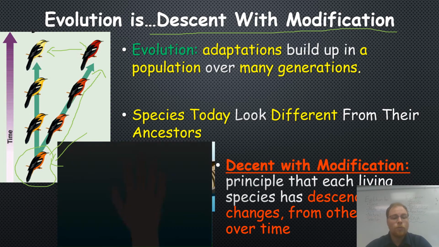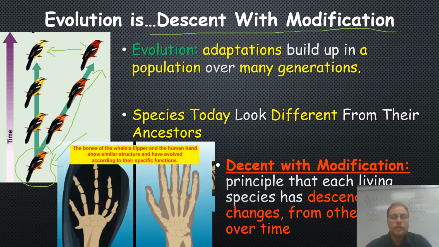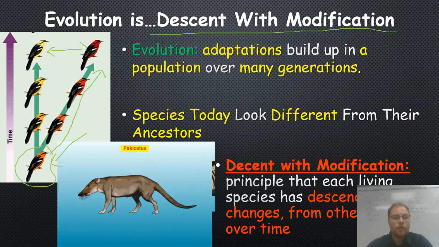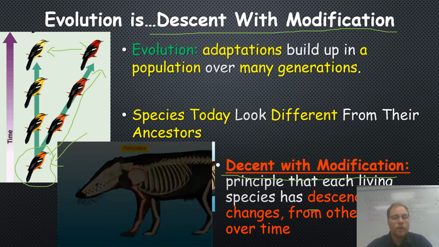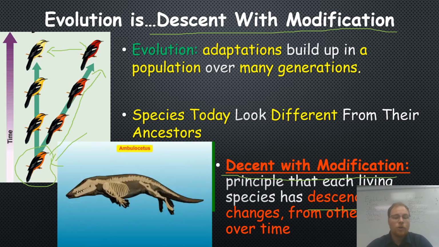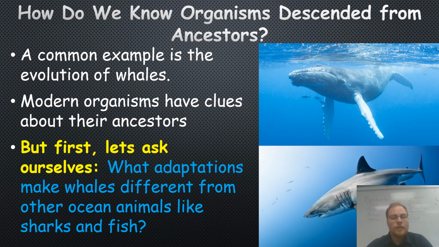Another example is whales and how the bone structure between the pelvises and the limbs shrunk over time and eventually became useless, and now they're vestigial organs. So descent with modification is basically that organisms have descended with changes over time from a common ancestor. A common example that scientists use to support this claim of descent with modification and the common ancestor is the example of whales that I've been using.